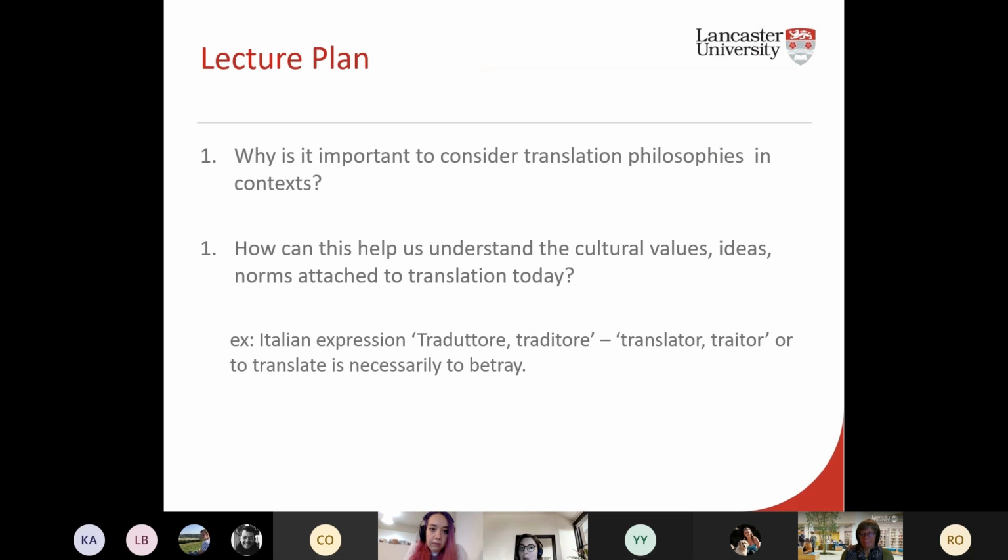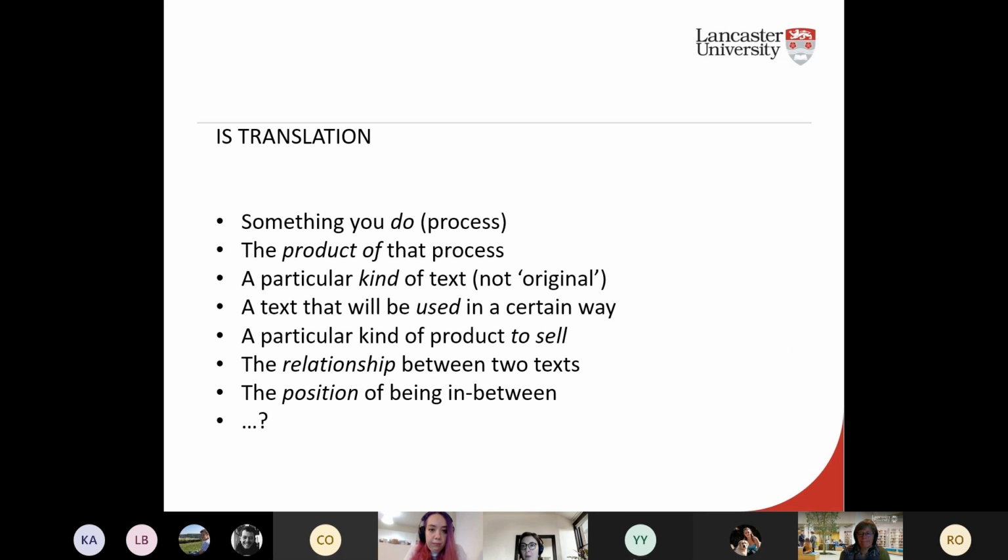I'm going to talk about why it is important to consider translation philosophies in context. How can this help us understand the cultural values, ideas, and norms attached to translation today? And we'll see how the metaphors that we use to describe translation often inform our understanding of translation. For example, there's a famous saying in Italian, traduttore, traditore, translator, traitor, which suggests that to translate is necessarily to betray. These kinds of metaphors still inform how translation is perceived in the mainstream and what we understand translation to be.